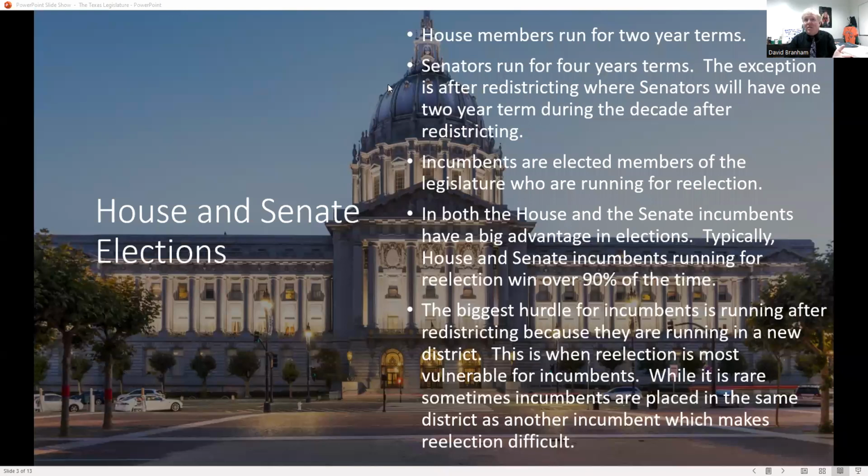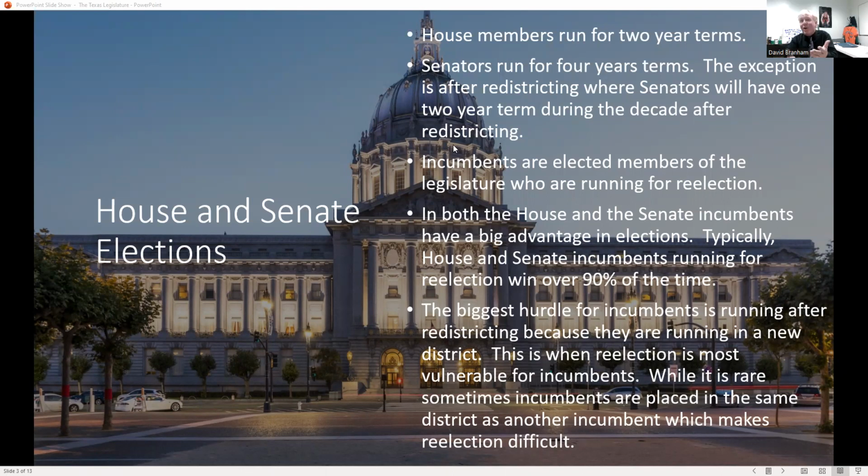House and Senate elections: House members run every 2 years, which means they're constantly campaigning. It's very difficult if you're a House member. What you hope for is that you don't get opponents. If you do get an opponent, you try to beat them as soundly as you can to discourage anybody else from running in the future. So that's the biggest strategy in legislative elections in Texas.